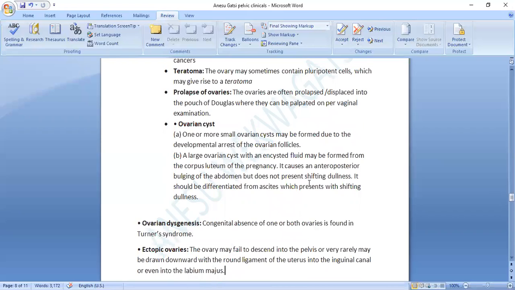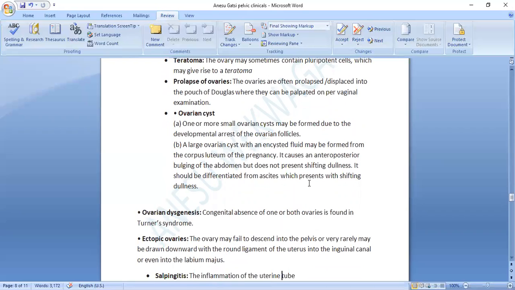Then ectopic ovaries are also common. Remember that in embryonic development, they arise from the posterior abdominal wall, in the posterior exocoelomic cavity, around T10. So failure of migration to their normal position, being guided by the gubernaculum, may result in ectopic ovaries that are somewhere up within the abdominal region. And then rarely they may be drawn downward with the round ligament of the uterus into the inguinal canal, or they may grow down towards the labia majora.